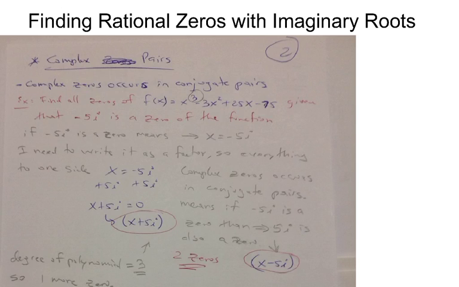Hi, this is Mr. Urrego, and now we're going to find rational zeros with imaginary roots, which basically is find all the values that satisfy the function, or the zeros of the function basically.